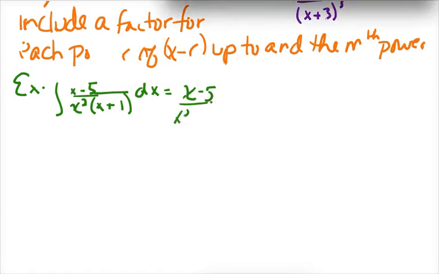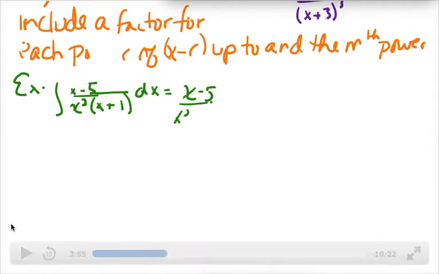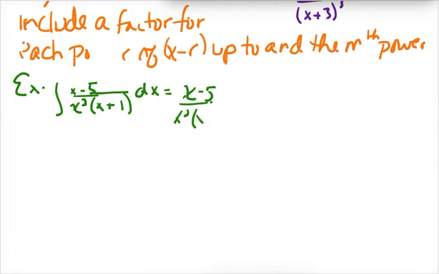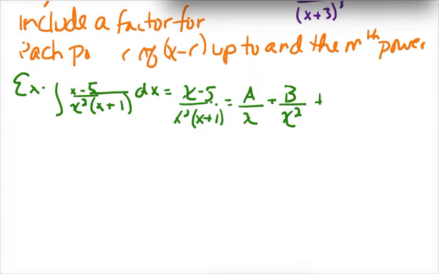So that's your denominator. And that's going to decompose into a over x, and then you're going to add each term up to and including the final power, which is x squared, and then the last factor is simply a simple linear factor of x plus 1. So that would be your partial fraction decomposition, and then you would go through your normal process.